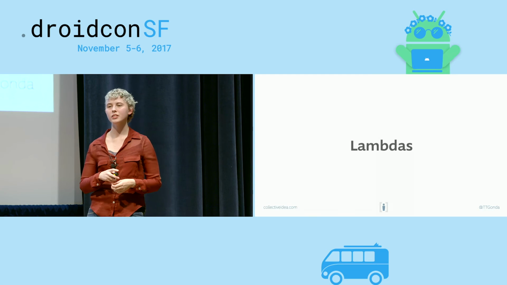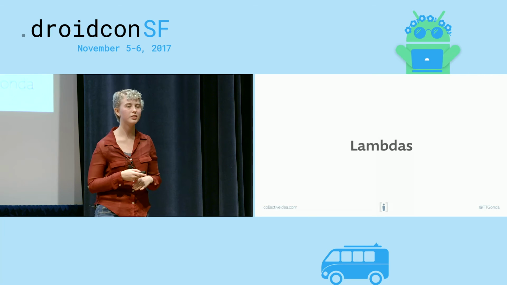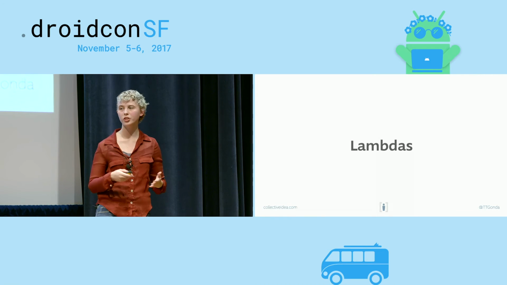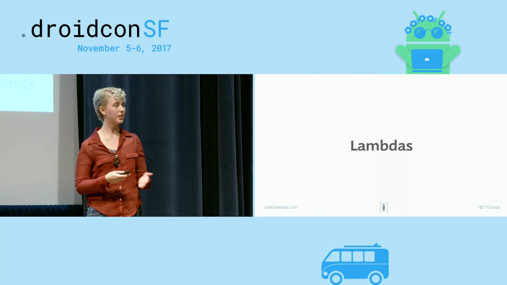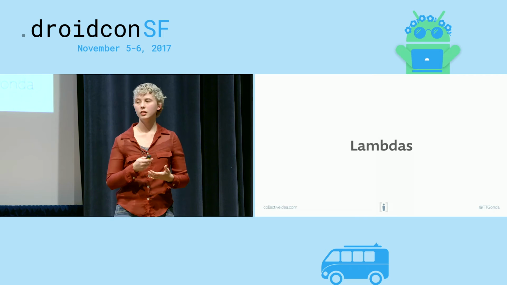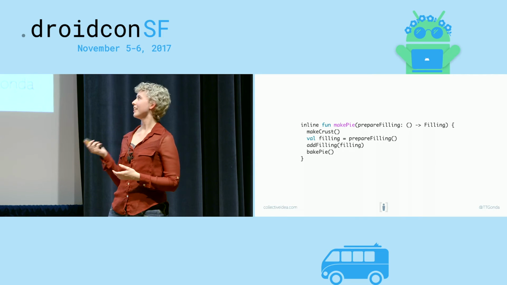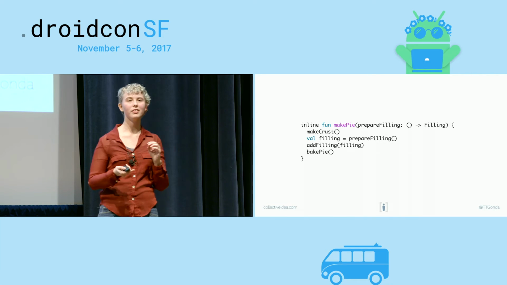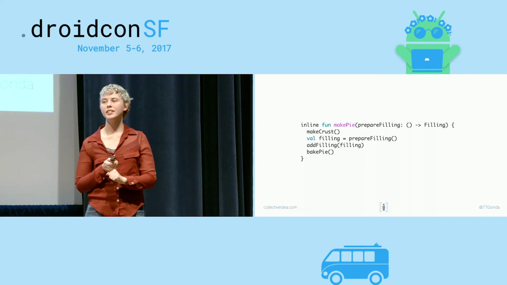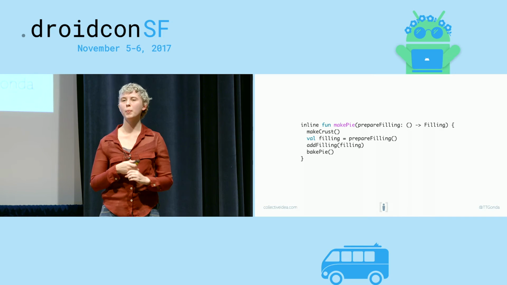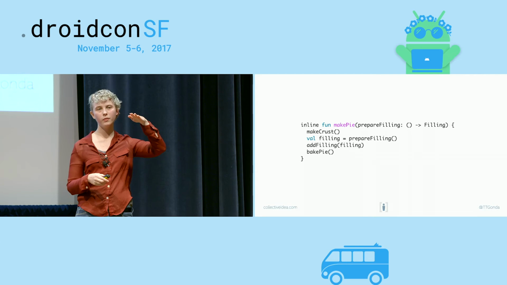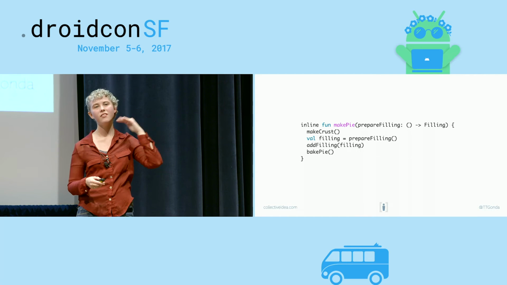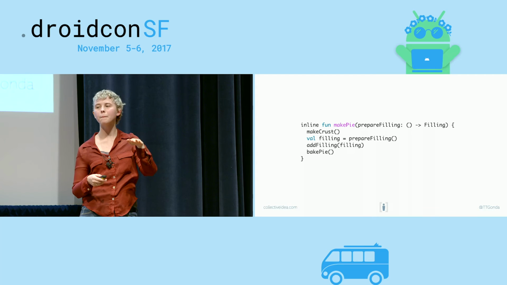So that let gave us a taste of what it is to use a higher order function, what it means to use a lambda. How might we build one of these? So let's make a pie. This make pie function takes in a lambda to prepare the filling, because we have some preparation we need to do before we handle the filling. We got to make the crust, and then we'll prepare the filling and put it in the pie, and then we'll bake the pie.